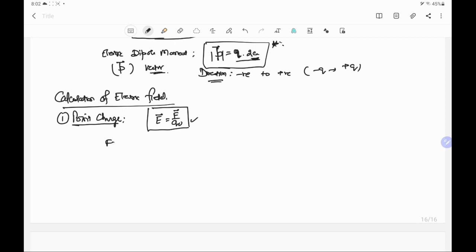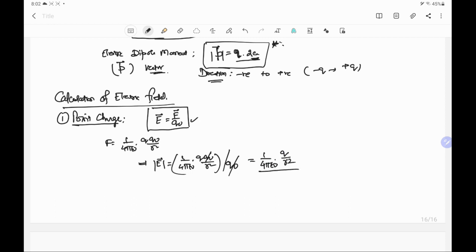By Coulomb's law, we can write force is 1 by 4 pi epsilon naught Q q naught by r square. This implies that the magnitude of E will be F, 1 by 4 pi epsilon naught Q q naught by r square, divided by q naught. This q naught will be cancelled out. So electric field strength due to a point charge Q at a distance r will be given by 1 by 4 pi epsilon naught Q by r square.